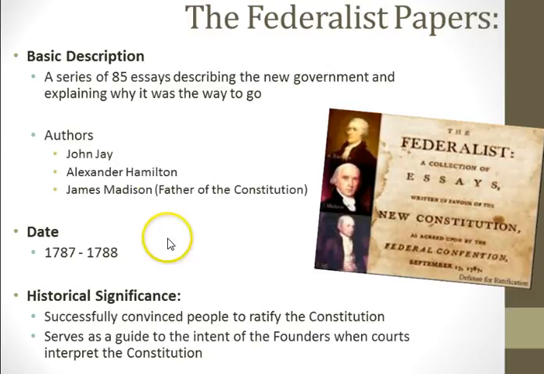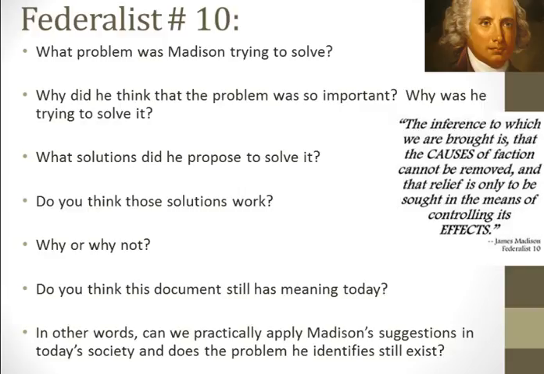So these were the three authors over here, John Jay, Alexander Hamilton, and James Madison, also known as the father of the Constitution. And we have the dates there. The historical significance is that it successfully convinced people to ratify, and it served as a guide, and it still serves as a guide as the intent of the founders when we're looking at court decisions and how to rule on certain things. So Federalist number 10 is really, really important.